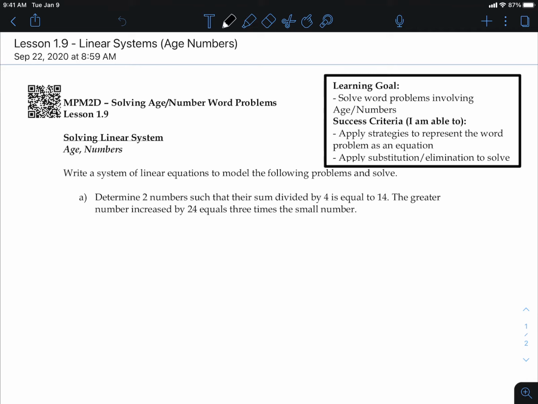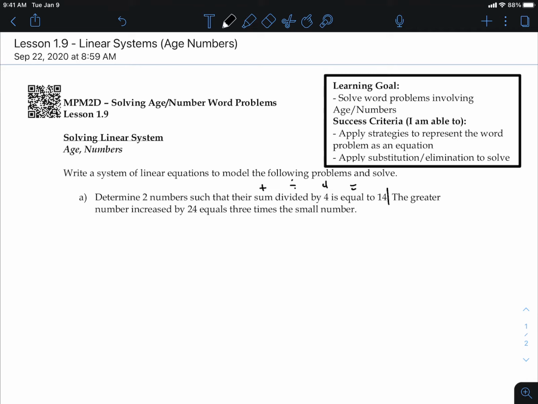is still the same. I can break these things into parts. Remember, I'm after two equations. So you want to determine two numbers such that their sum, adding, divided, obviously division by 4, equal to 14.